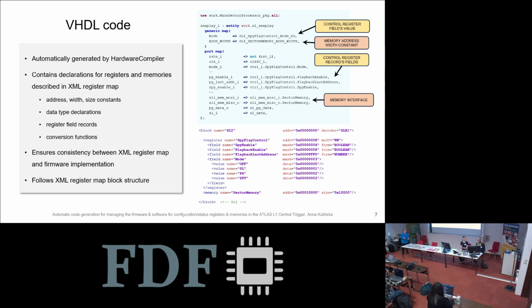It is possible thanks to the existence of a control record for this register inside the package, an automatically generated one. Below we can see a memory interface that allows to perform reads and writes into the memory that is inside of this functionality. And above we can see also one constant declaration. It is SLI sector memory address width that was generated by HardwareCompiler based on the sector memory size attribute from our XML.